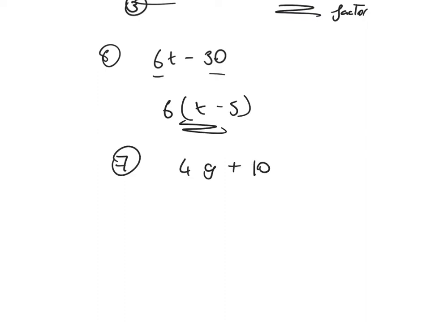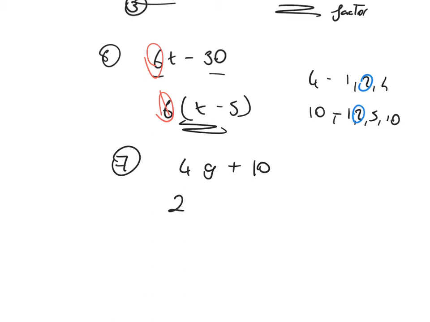4g plus 10. Now, what you might have noticed so far is when we've taken out the common factor, it's always been the number at the start, but that is not necessarily always the case. Okay, so factors of 4. Okay, let's get back to the side and list these ones. 1, 2, 4. Factors of 10. 1, 2, 5 and 10. Now this time the highest common factor is not 4, it's 2.